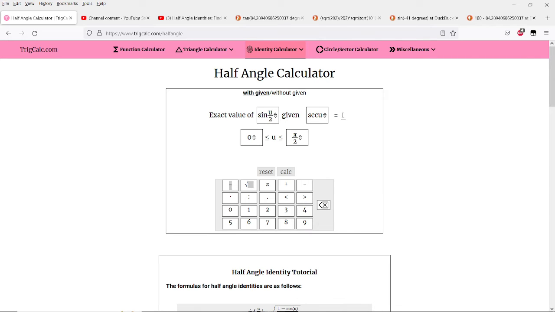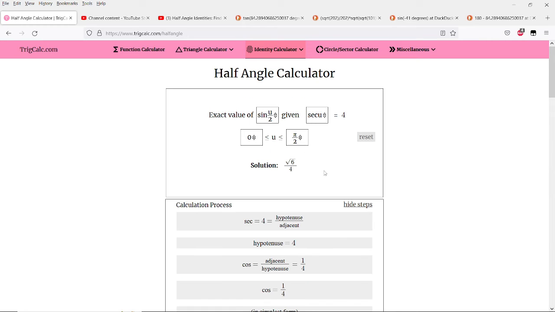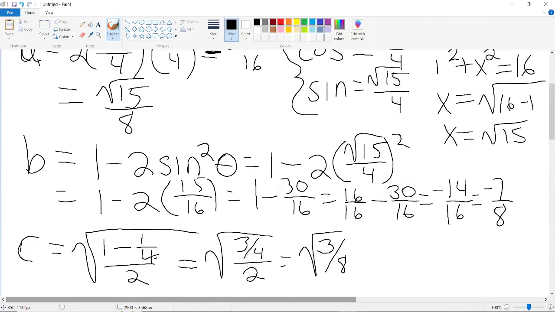Let's reset it. Secant is 4. We're in the first quadrant. Calculate. Square root of 6 over 4. All right, did I calculate this wrong? Let's double check our work. We have 1 minus cosine. Cosine is 1/4 divided by 2. 4/4 minus 1/4 is 3/4 divided by 2 is 3/8.